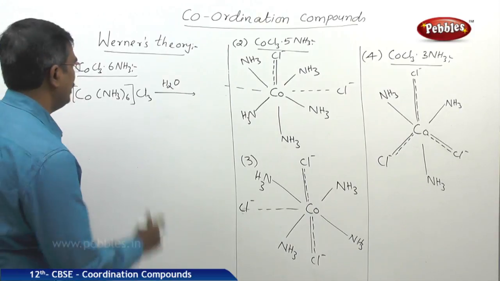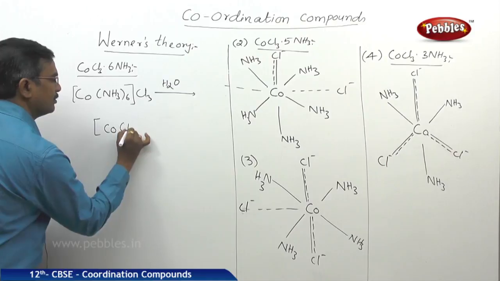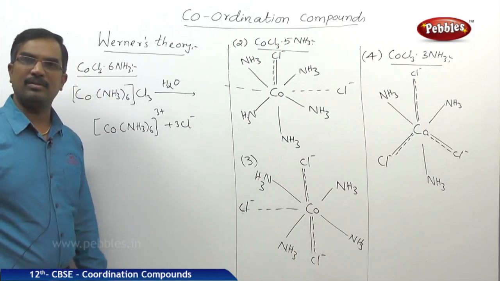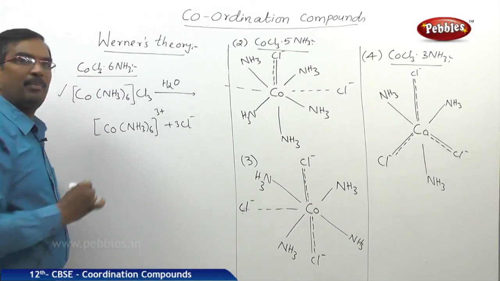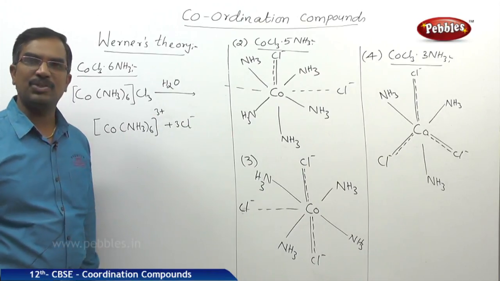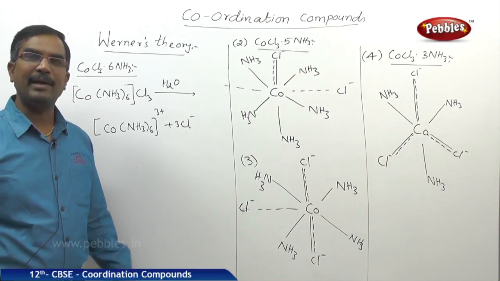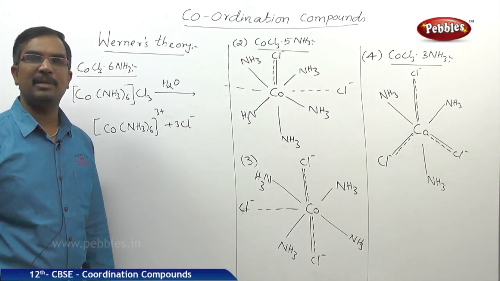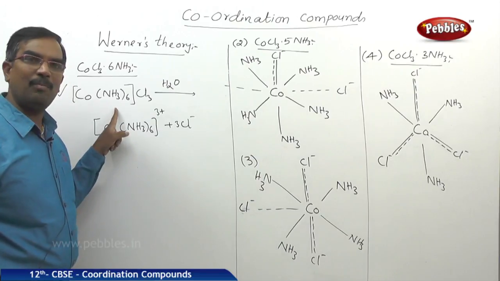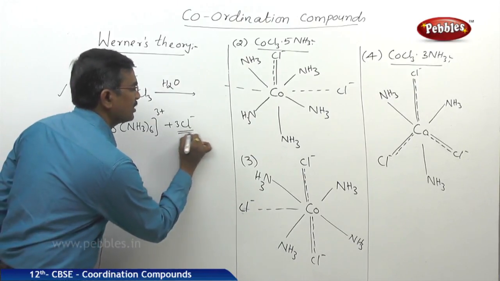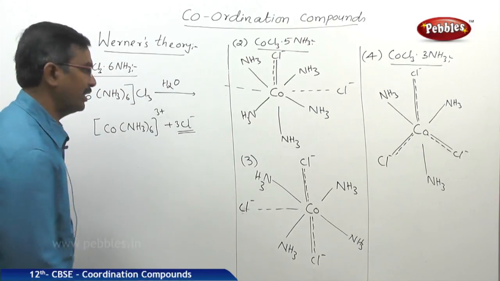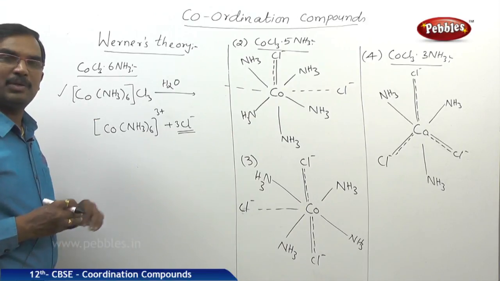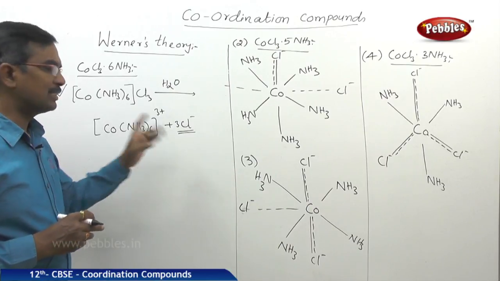When we place this in water, we can have a complex cation [Co(NH3)6]3+ and chloride ions. That's why in this particular example, if to the resultant aqueous solution we add silver nitrate aqueous solution, AgNO3, we can get 3 moles of the AgCl precipitate, because 1 mole of the complex is able to give us 3 moles of chloride ions. That's why if we add excess of AgNO3 to the aqueous solution of this first complex, we can observe precipitation of 3 moles of silver chloride.